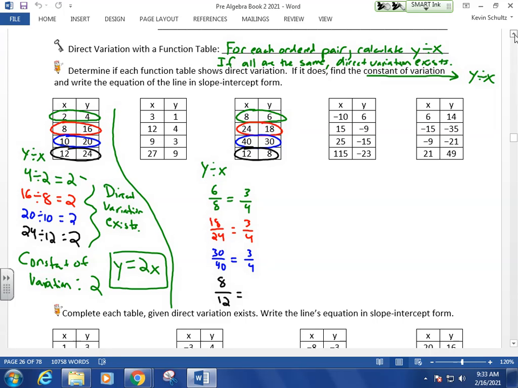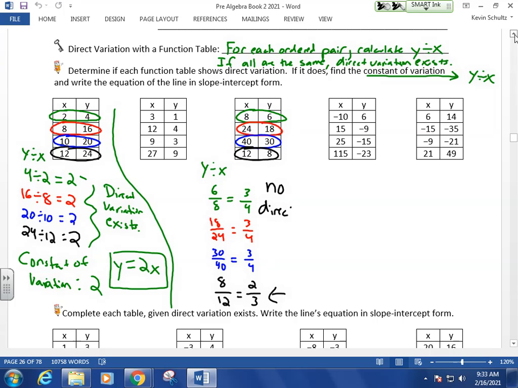No. What does 8/12 simplify to be? 4/6, but go in simplest form. Sorry? 4/3. Nope. 2/3. Okay. Divide both 8 and 12 by 4, we get 2/3. This one is a problem. It's different from all the others, which means that direct variation does not exist.